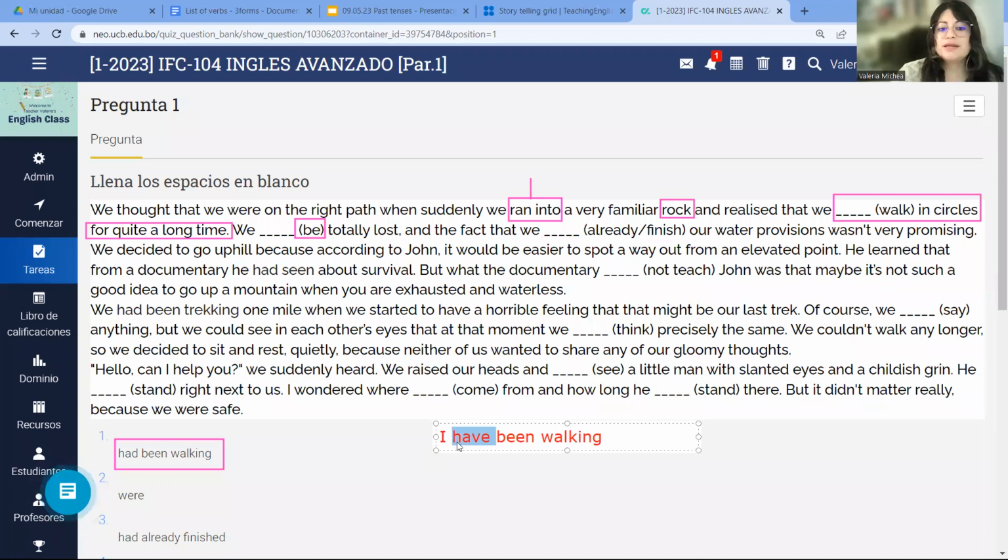Okay, good. If you say I have been walking, it's in the present. Remember that present perfect refers to an action that started in the past, but in the present it's going on. So if I say I have been walking, now I'm walking. I started walking in the past, but in the present I'm still walking. That's the difference. And if I say I had been walking, it's over, it's in the past. I'm not walking right now in the present. So that's also a major difference between those two.